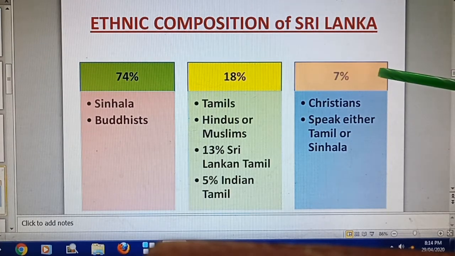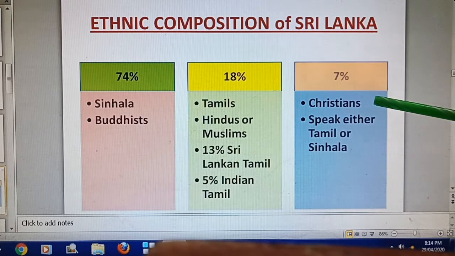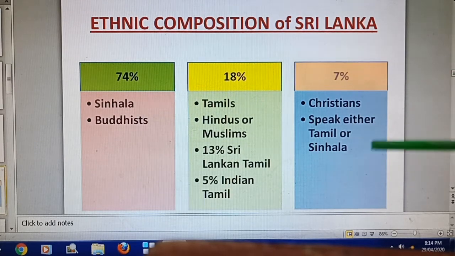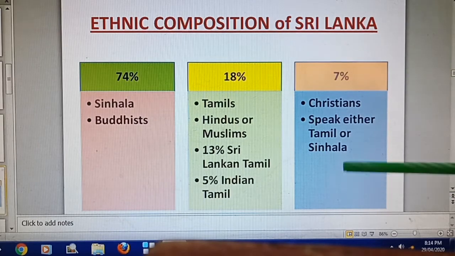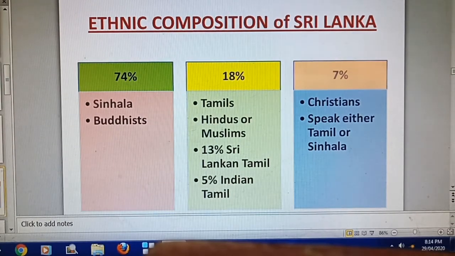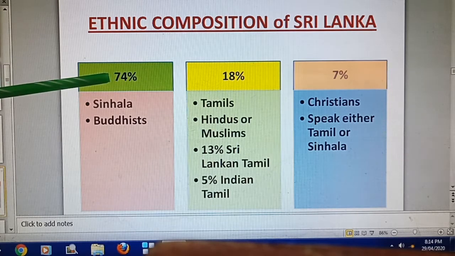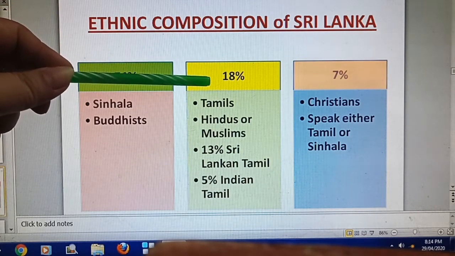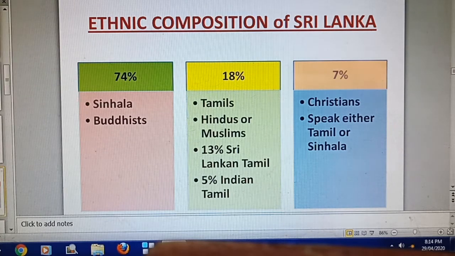7% of the population comprises the Christians. They speak either Tamil or Sinhala. This is the ethnic composition of Sri Lanka. In Sri Lanka, the main conflict was between the 74% Sinhala speaking people and 18% Tamils. The reason was that the Sri Lankan government had always followed the policy of Majoritarianism.